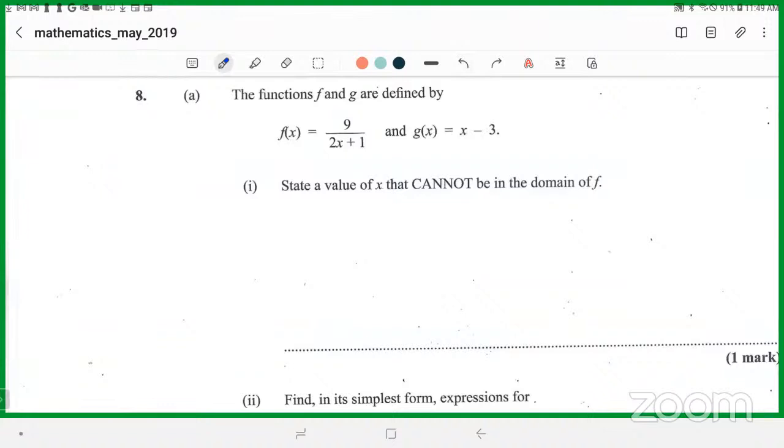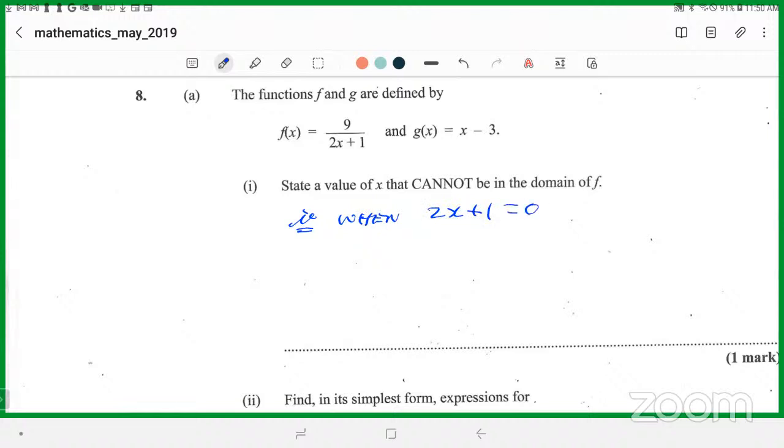All right. So this happens: you don't want the value of x that will make the denominator equal 0. So that is when the 2x plus 1 equals 0.